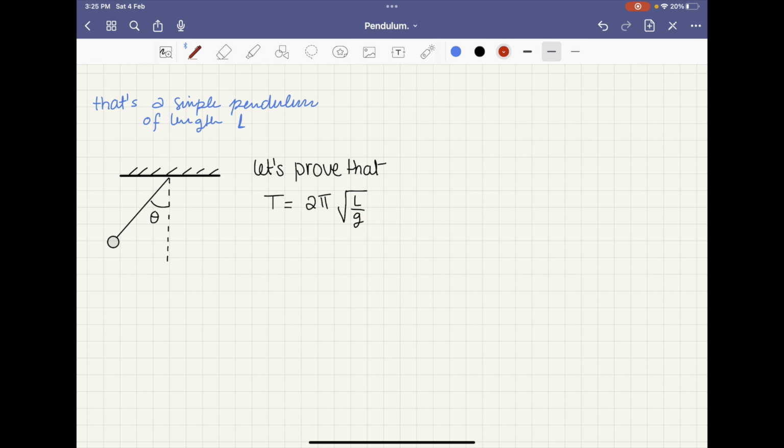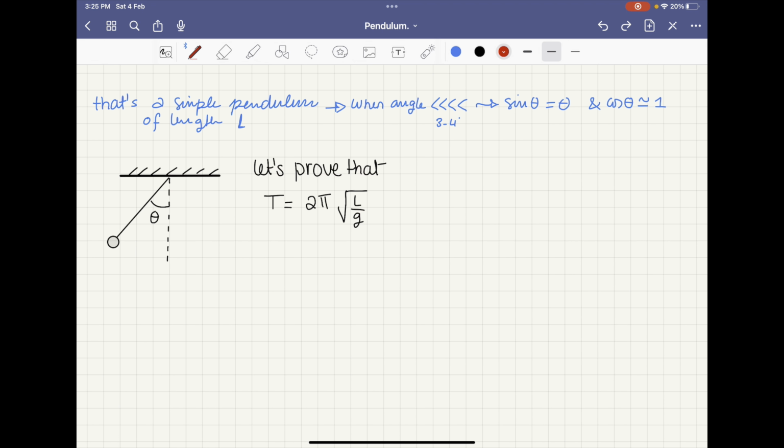Okay, so the assumption here is that it's a simple pendulum, which means that the angle is considered to be extremely small. It's 3 to 4 degrees, not more than that, which means that sine theta can be rounded to theta, and that cosine theta could be considered to be equal to 1.